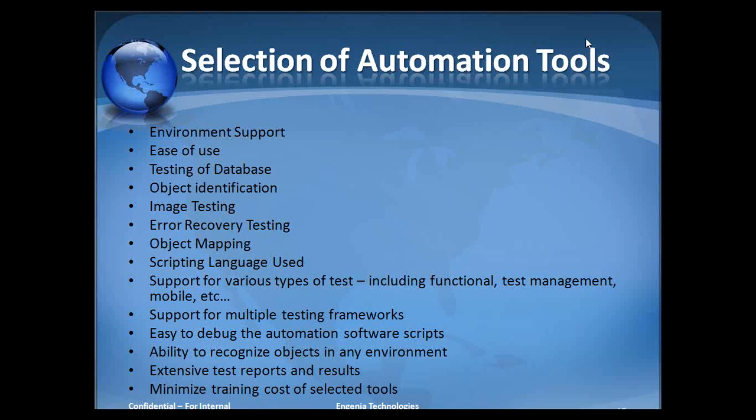The next one is extensive test reports and results. Test reporting is also a very critical part of a testing tool. If a testing tool can do very good testing but does not have the capability to report correctly, we will not be able to go with that particular tool, because it will not give us a proof of its own execution.